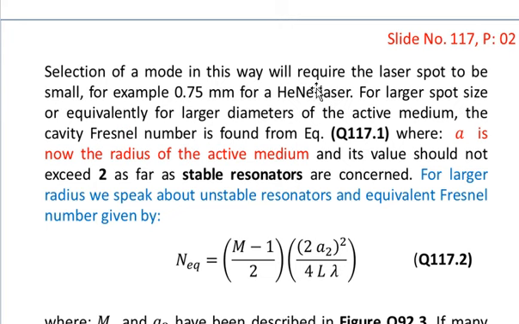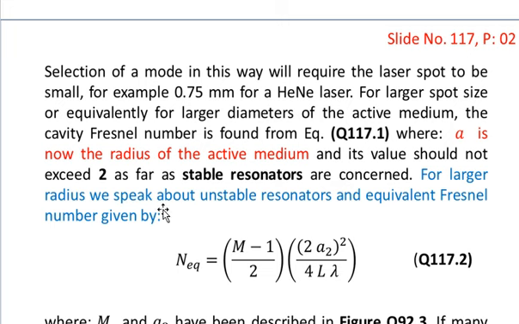Selection of a mode in this way will require the laser spot to be small, for example 0.75 mm for a helium neon laser. For larger spot size, or equivalently for larger diameters of the active medium, the cavity Fresnel number is found from equation 117.1, that is equation number 1, where A is now the radius of the active medium and its value should not exceed 2 as far as stable resonators are concerned.